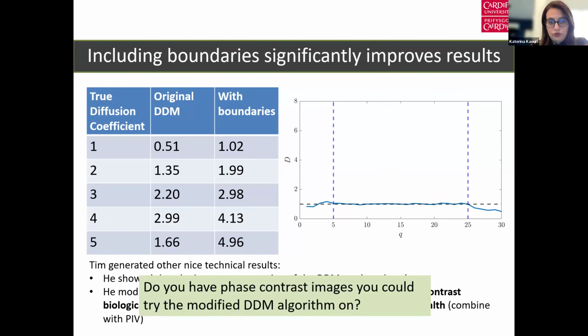But the question to you, do you have perhaps phase contrast images you could try the modified DDM algorithm on? So we're always looking for new collaborations, and if you have images that we can work with to apply this new algorithm, it would be nice.